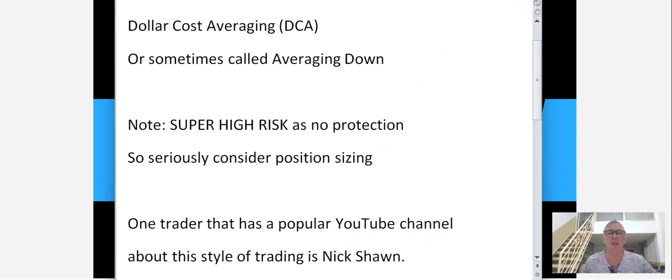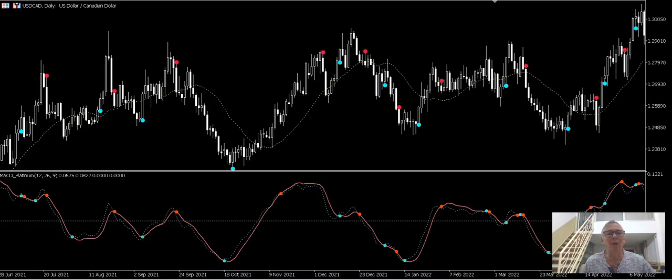Let's find the charts. Now, I'll just use MT5 here because that's easy for me to flick through charts. As much as TradingView looks pretty, I'm a lot more comfortable on MT5, would you believe? So we'll just get into it.